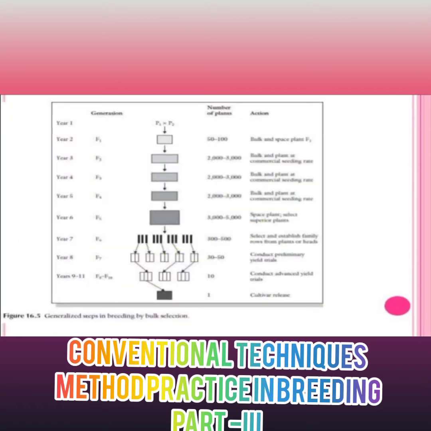Let's see in the figure, we can clearly observe what bulking is. When crosses are made between two varieties, then in the first generation 50 to 100 plants are selected, bulked together and space planted in the F1 generation. In the same way 2000 to 3000 plants are produced, and the same way the bulking and planting continues.